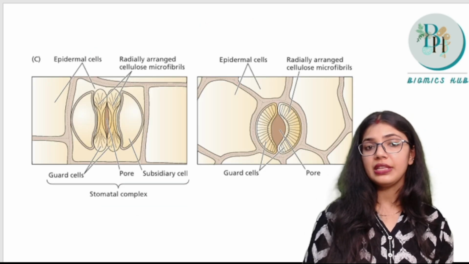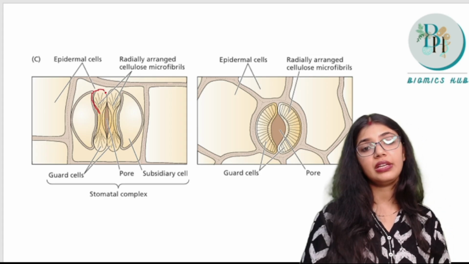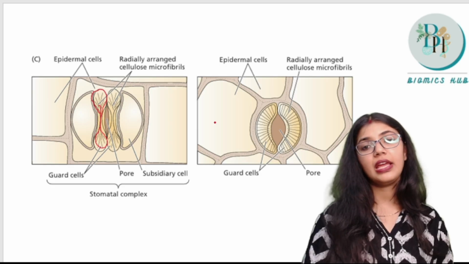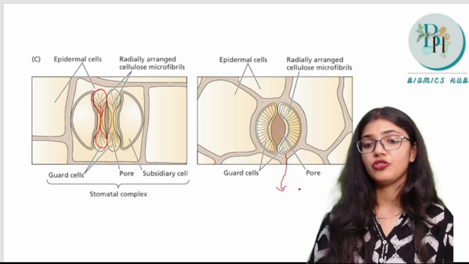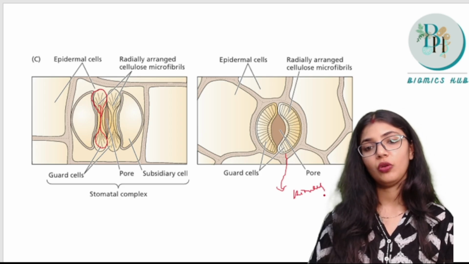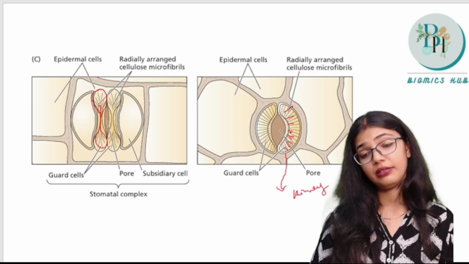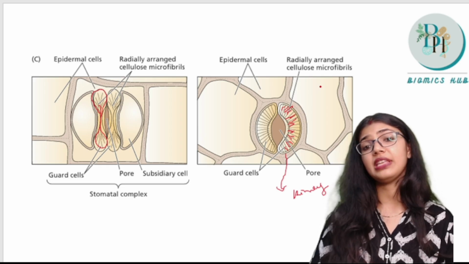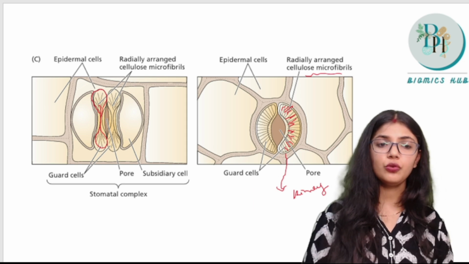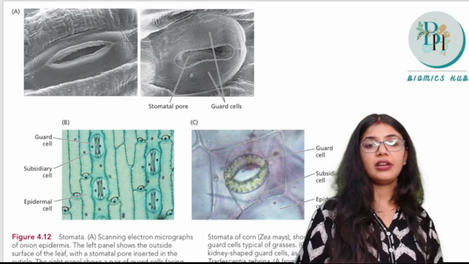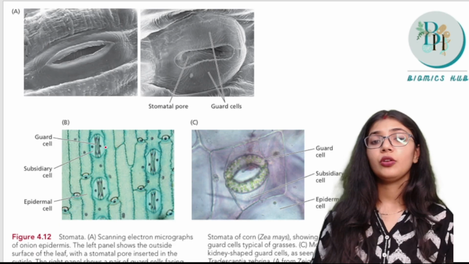Okay, so here we can see that in case of monocots, the stomata which is present here is of a dumbbell shape, and in case of dicots, it has a kidney-shaped guard cell. Here the subsidiary cells, and cellulose microfibrils are present in the guard cells. So this is also the same diagram. Here the subsidiary cells are present and the guard cell is present, which has the chloroplast with it.